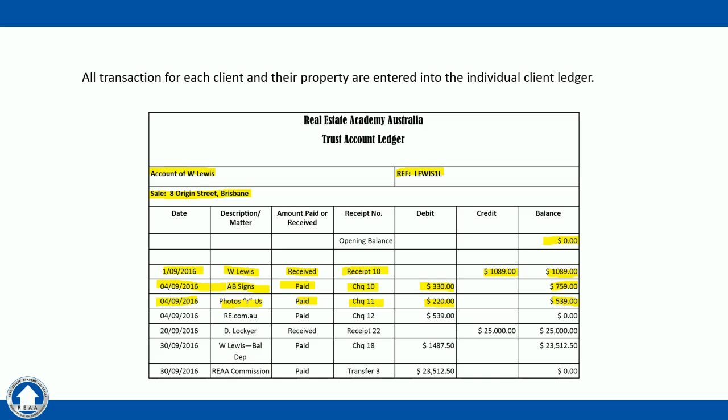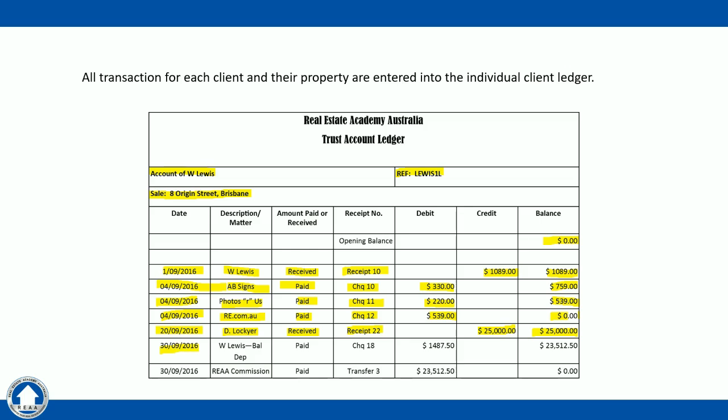And then on the 4th of the 9th, we also paid for realestate.com.au advertising with check number 12 for $539, and so then we had a balance of 0. Then after the marketing, on the 20th of the 9th, we received a buyer deposit from D. Lockyer for the amount of $25,000. So then the account is once again in credit for $25,000.